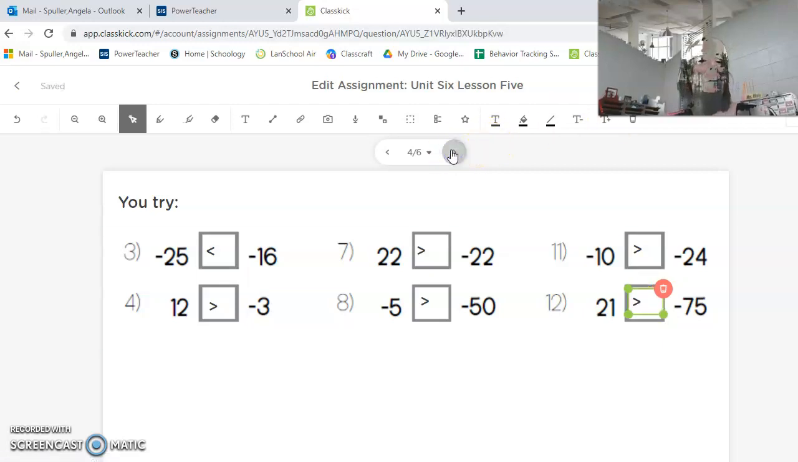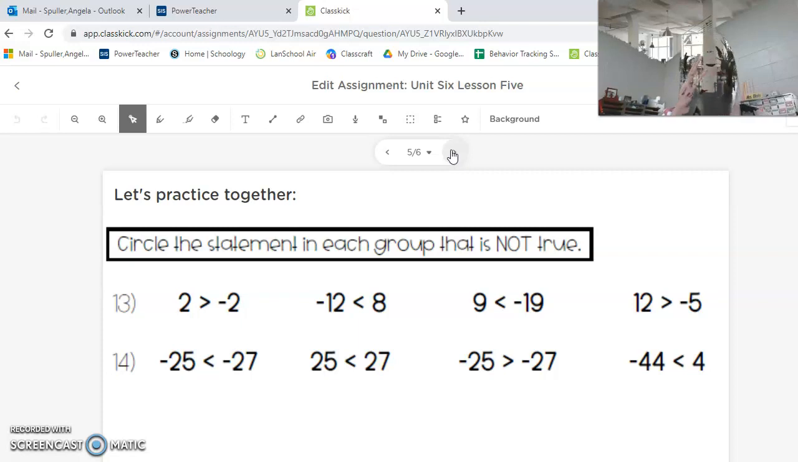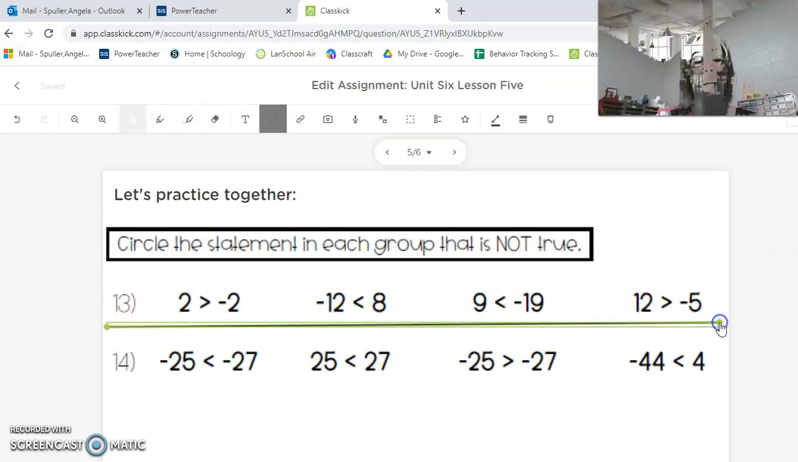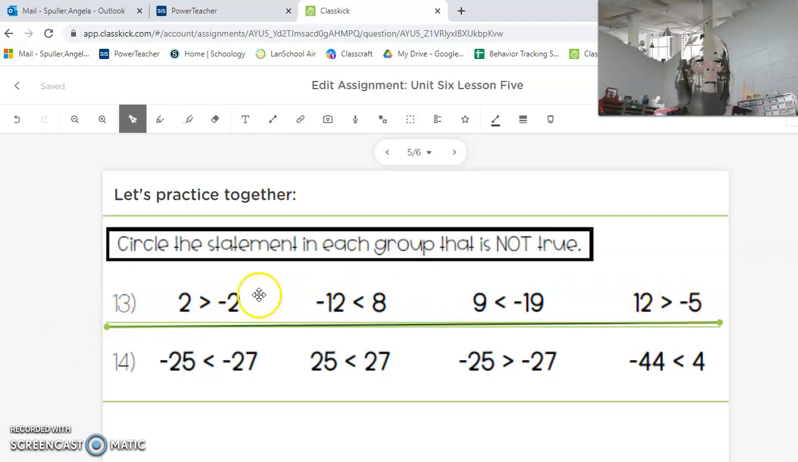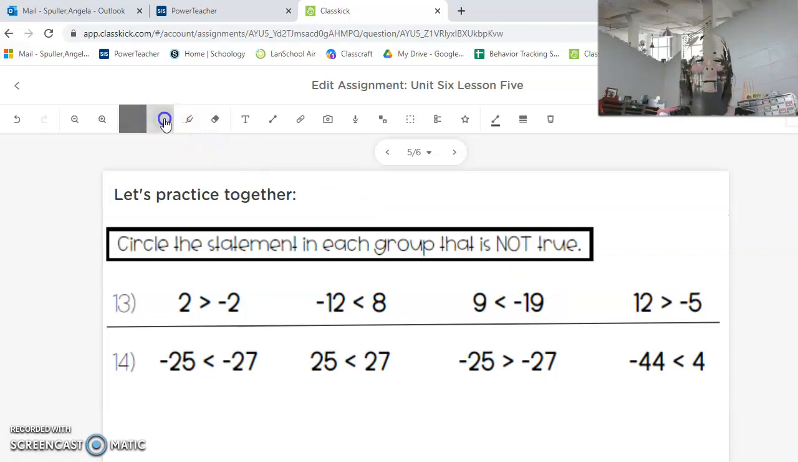Good job. All right, so here they gave us some statements and they want to know which is true. When they mean groups, they mean everything in this line, right? So is 2 greater than -2? Yep, that's correct. They want to see what's not. Negative 12 is less than 8. That's true. 9 is less than negative 19. Hey, wait, that's not right. So I'm going to circle that one. But I'm going to check to make sure the last one doesn't fit too. 12 is greater than negative 5. Okay, we're good to go.